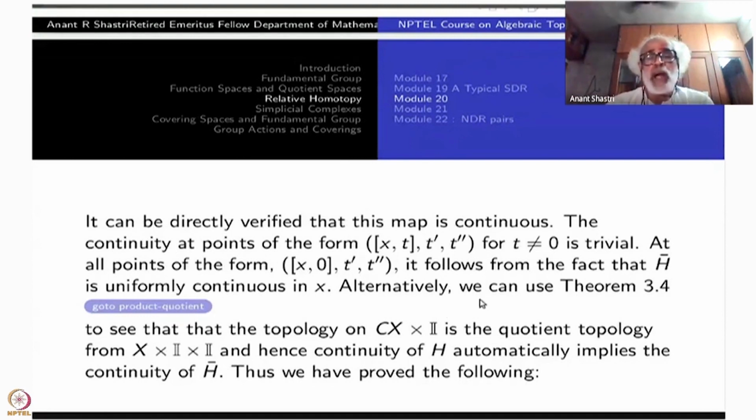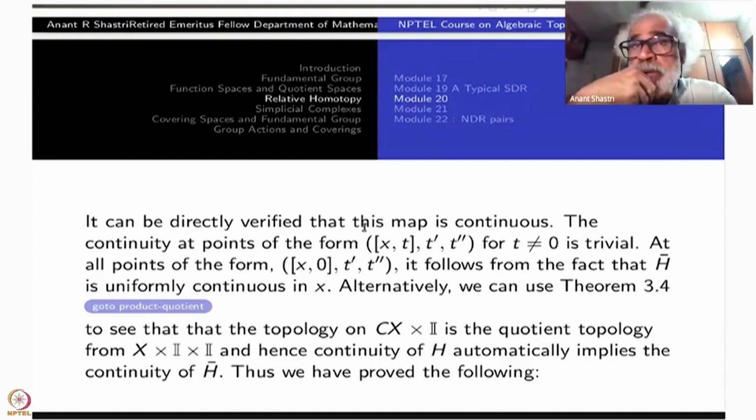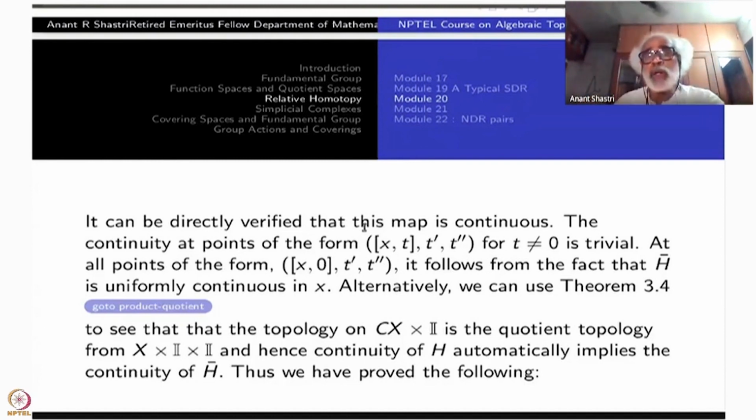Alternatively, you can use theorem 3.4, which is about the product of the quotient, where the second factors are identity. Why is it a quotient map? Because I is compact, so in particular it is locally compact. We have proved that for a locally compact space Z, if Q from X to Y is a quotient map, then Q cross identity from X cross Z to Y cross Z is also a quotient map. If you use that theorem, then continuity of H bar is obvious. You don't have to verify.